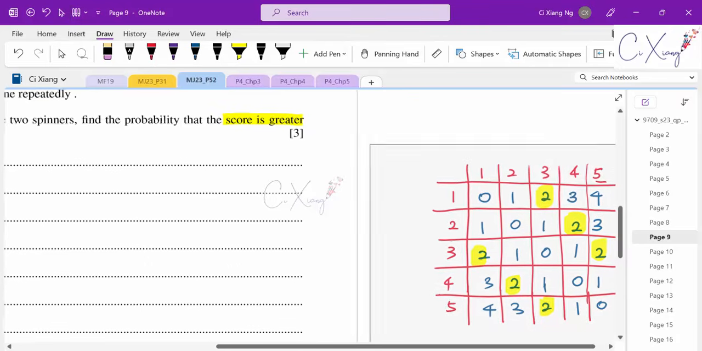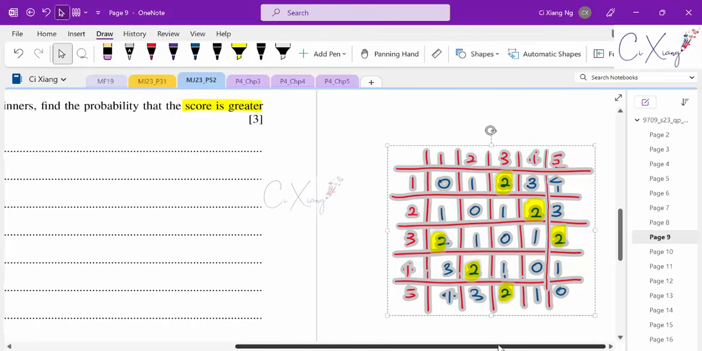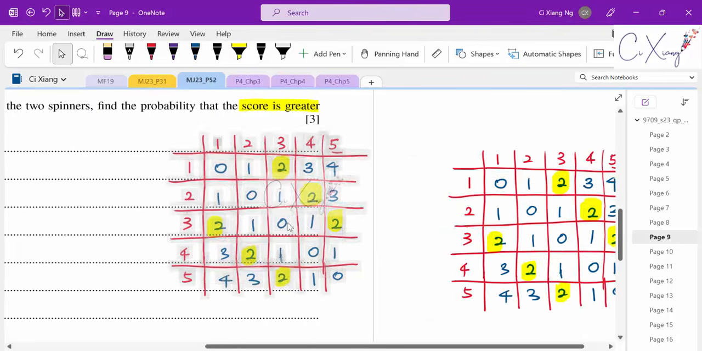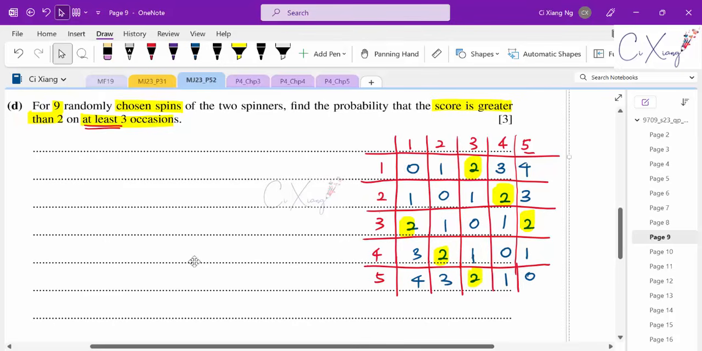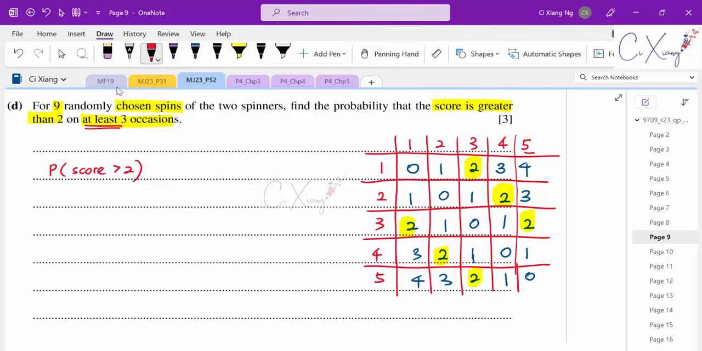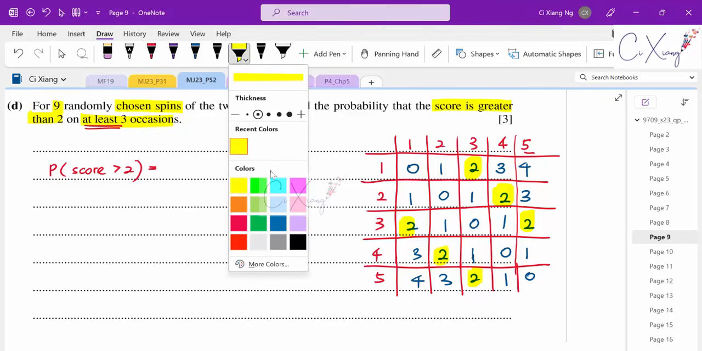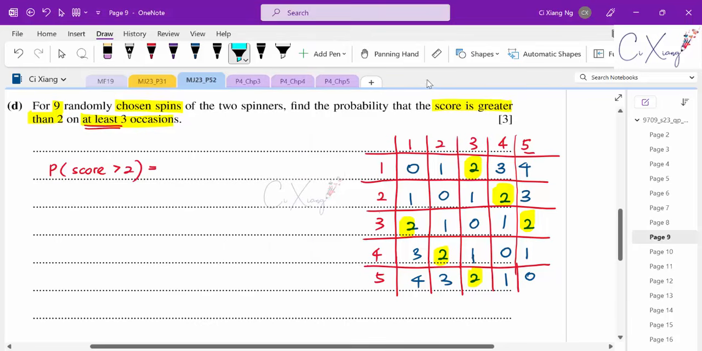Right. Okay, so I move my possibility space diagram here. And then let's have a look again. Okay, I want to get the probability that the score is more than 2, score greater than 2. Maybe I use some other highlighter color, maybe a blue color. Okay, I'm looking for a score greater than 2.